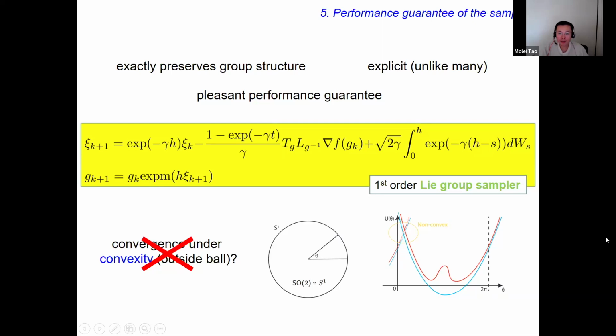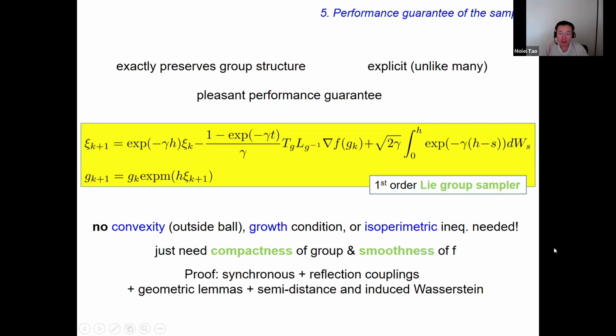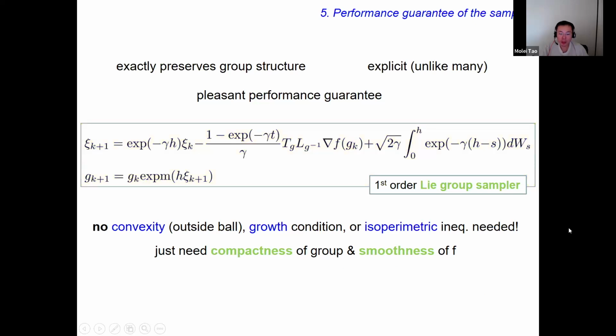So you cannot hope for convexity. We actually proved our result without convexity or growth condition or isoperimetry. All we need is compactness of the group and also smoothness of the function. So I mean, it has to be differentiable, etc. These are really very minimal conditions. I will not talk about the proof techniques, but it's a very cool mathematical thing to do.